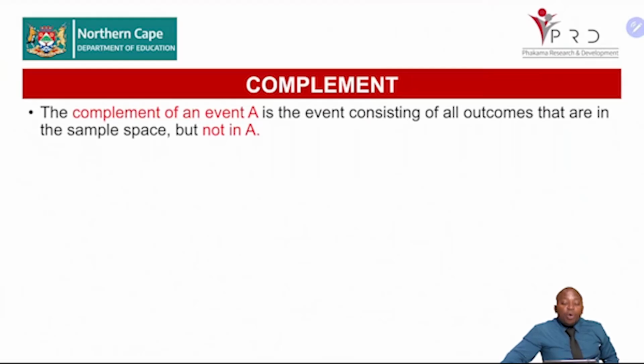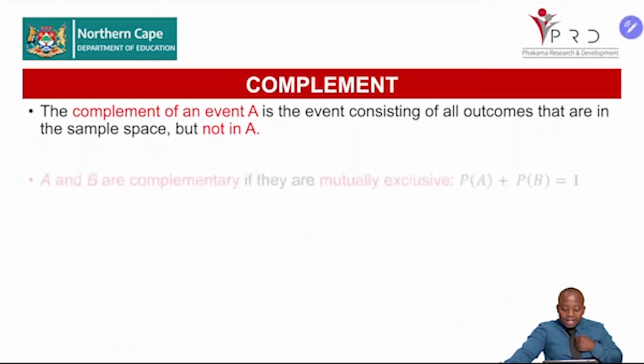Let's look at what a complement is. A complement of an event is an event consisting of all outcomes that are in the sample space but not in that event, which is A. So when I'm looking for a complement of A, I'm looking for any outcome except the ones that are in A, so but not in A.